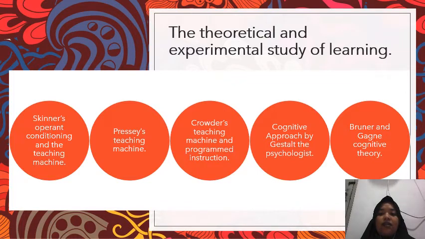From the late 50s, Crowder experimented with programmed instruction in language teaching. Crowder proposed a branching program which enabled learners of different abilities to advance more slowly or more rapidly.